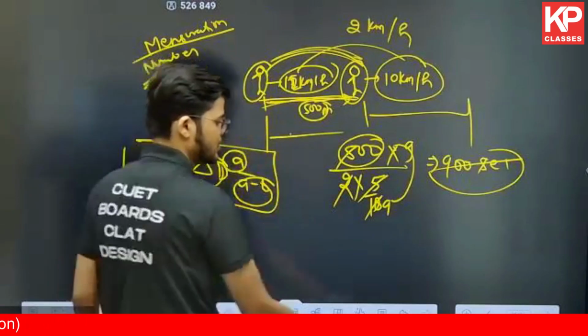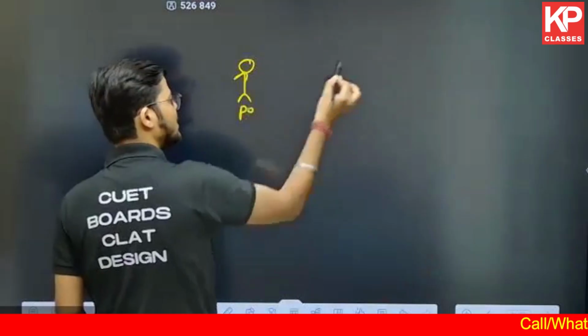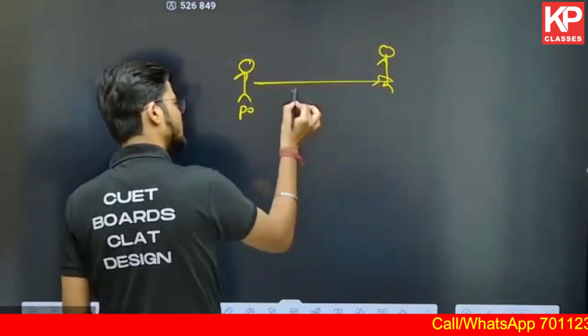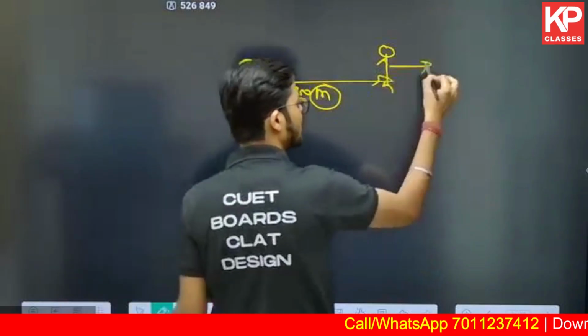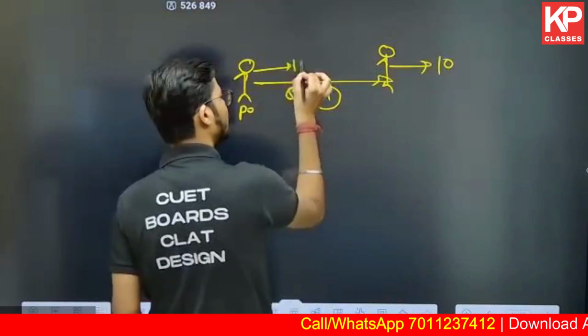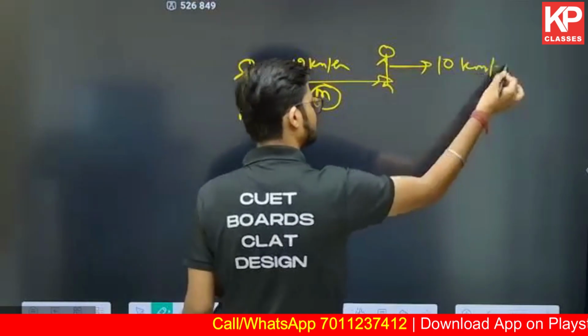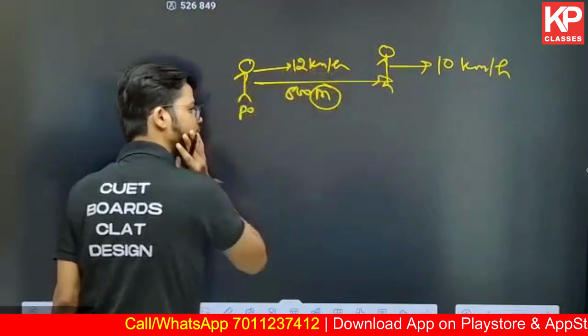Okay. So here what I said is there is a policeman, there is a thief. The policeman spots the thief at what distance? He spots him at a distance of 500 meters. This is in meters. The policeman is running at 12 and the thief at 10, in kilometers per hour. So we need to find out in what time the policeman will catch the thief.